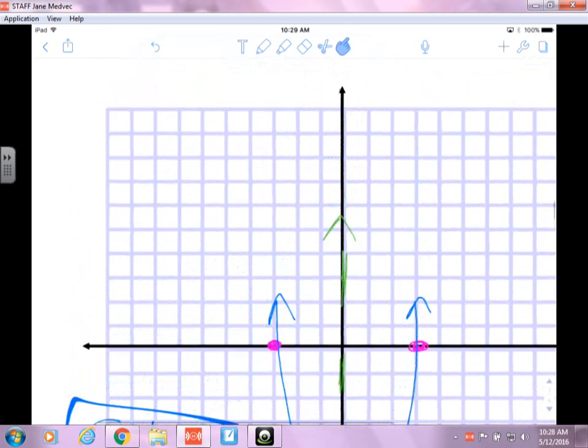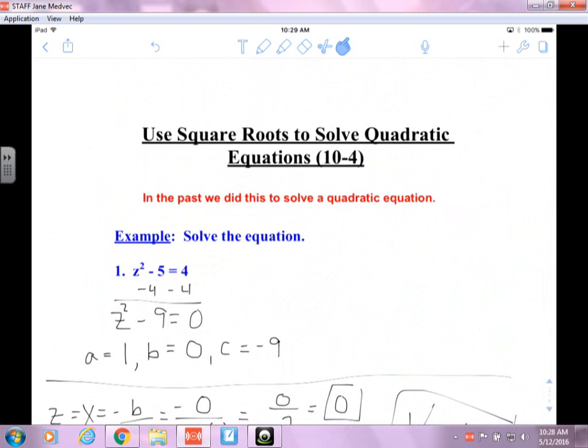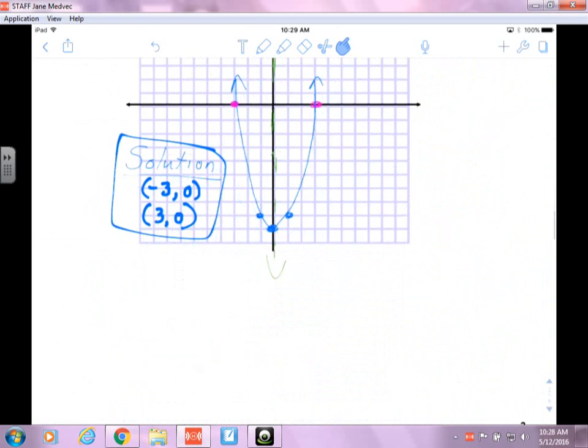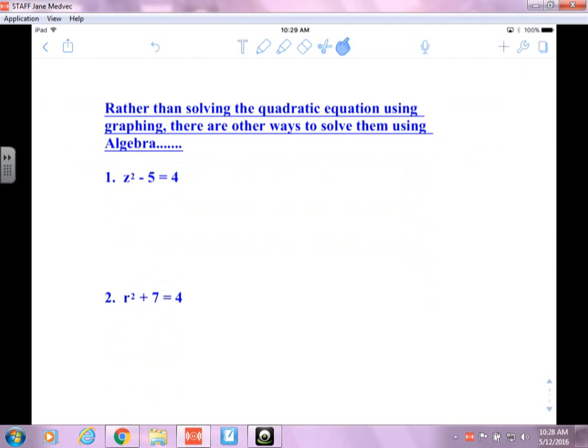So this is kind of what we did in the past, right? We had to graph this thing. We had to find out where it crosses the x-axis. It was loads of fun, wasn't it? I enjoyed it thoroughly, okay? Well, let me tell you something. We can do something a little bit different. Rather than solving a quadratic equation using graphing, we're going to use algebra, okay?